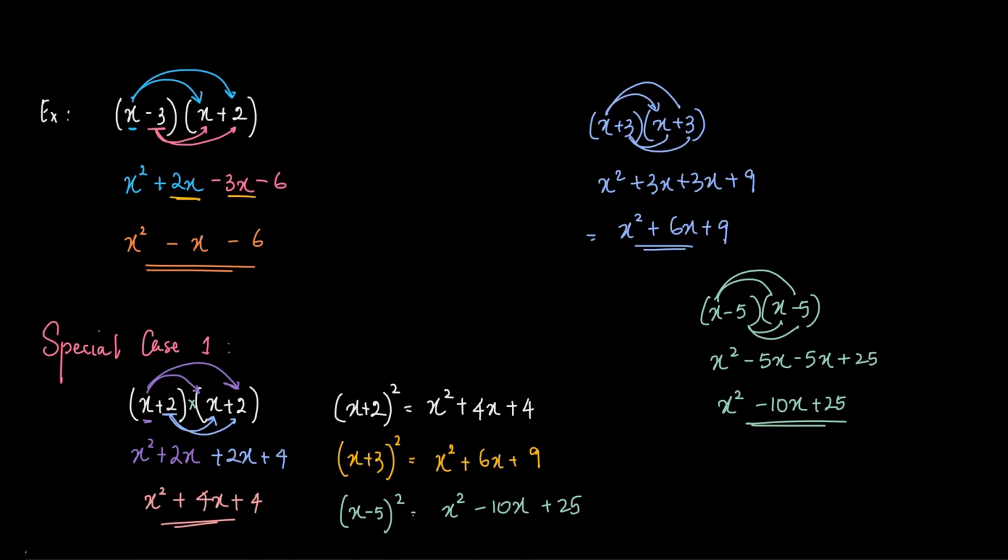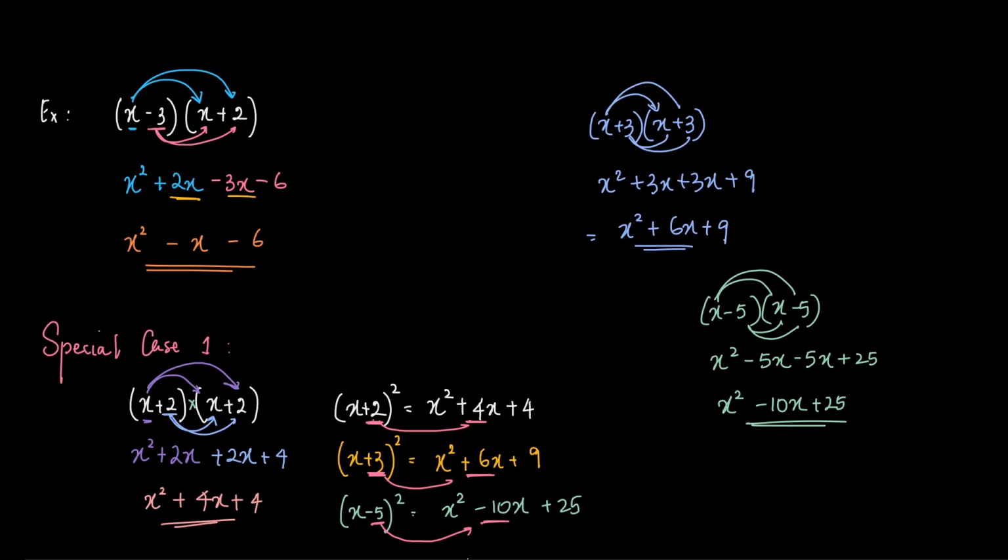If you observe very carefully, look at the term inside the bracket and the terms that come outside, meaning this plus 2 and this plus 4. It's always doubled, isn't it? Plus 2 has become plus 4. Plus 3 has become plus 6. Negative 5 has become negative 10. So they're always doubled. This is why it's called a special case, because in this case each term in the bracket is doubled to get the middle term of the quadratic expression.